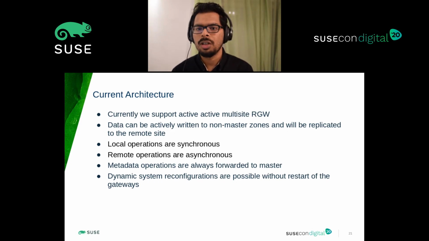And whenever metadata changes happen, these obviously have a system-wide effect. So for example, with the creation of a user, you would want every site to know about this user being created. Similarly, when a bucket is being created, you want the bucket namespace to be reserved across all the other Ceph clusters as well. And that's how the current architecture is designed.